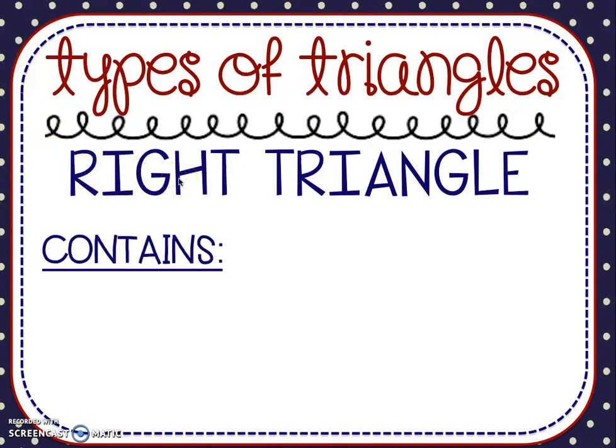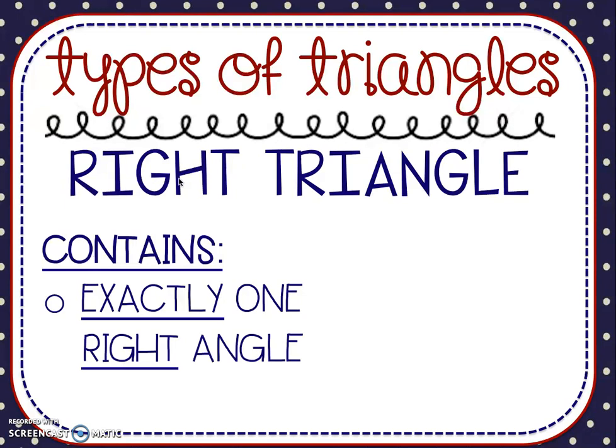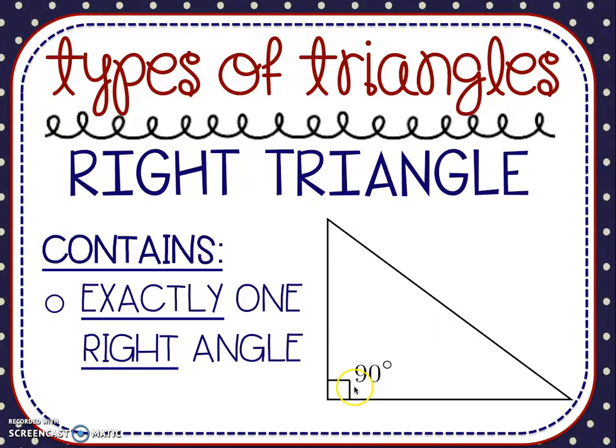And a right triangle is easy to identify because it contains exactly one right angle. So if you look at this triangle, our right angle is this one down here that's 90 degrees. Since it has that one right angle, we know that it is a right triangle.